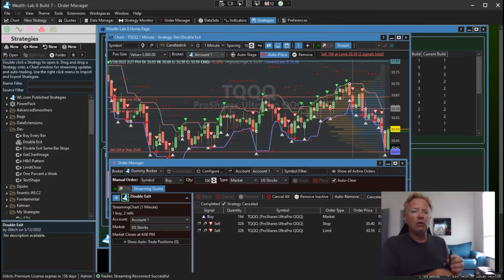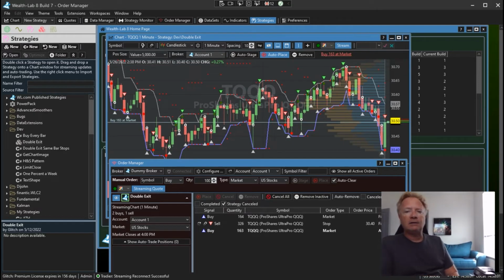Next, we have OCO Cancel Replace. And let's let this go for another minute since we actually just entered a position here. So I'm going to let this speed up until we get our sell signals.